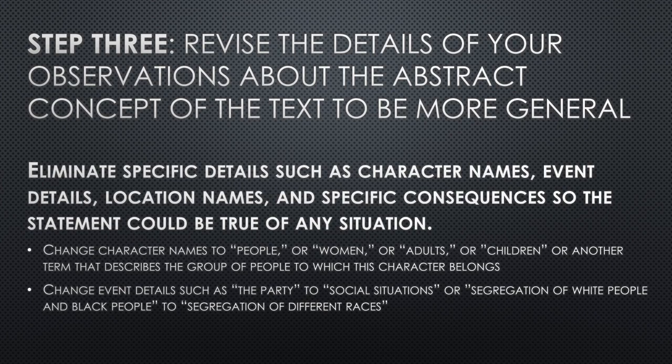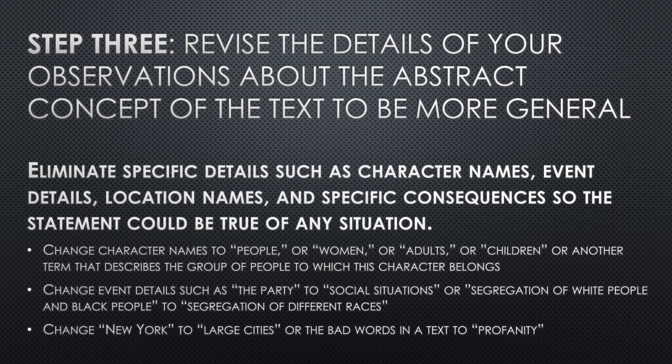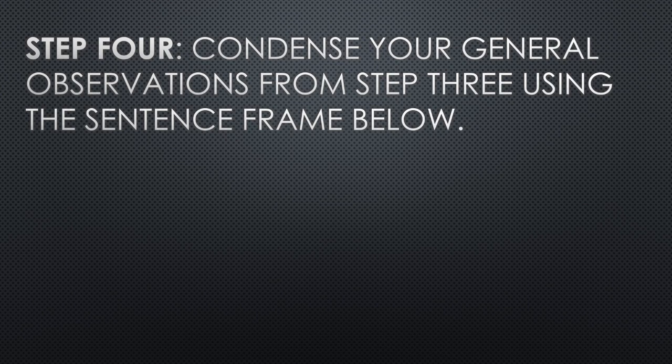Or you could change segregation of white people and black people to something a little bit more inclusive, such as segregation of different races. And you could change the specific names of places like New York to something a bit more general like large cities. Or take the bad words that characters might use within a text to refer to other people, some of those derogatory terms, and instead change it to profanity, something more general. So we're not talking about the specifics with theme, we're talking about the general idea that that specific detail represents. Step 4, condense your general observations from step 3 using the sentence frame below.